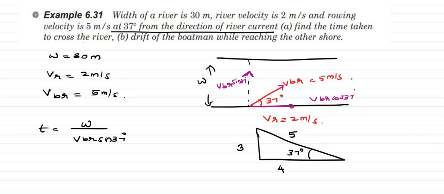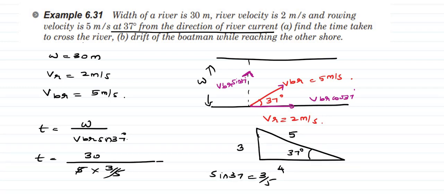Now, what it is? T will be equal to, W is what? Width of the river is 30 meter. Divided by VBR is given as what? 5. Okay. This is given as what? 3 by 5. Sin 37 is what? Opposite by hypotenuse. This is 3 by 5. So, 5 cancel. So, it is 10 seconds. Clear all of you? Is it difficult? You need not memorize any formula. You should know how to solve. That is, resolve it.